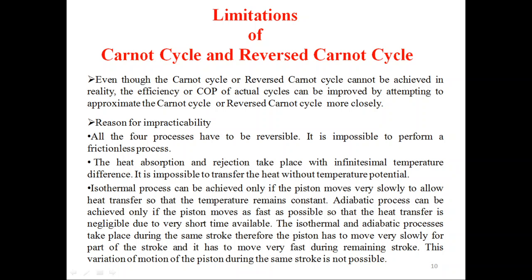Adiabatic process can be achieved only if the piston moves as fast as possible so that the heat transfer is negligible due to very short time available, as we have done for the process 2, 3 and 4, 1. The isothermal and adiabatic process takes place during the same stroke, that is 1, 2, 2, 3. It is one stroke, 1, 2 and 2, 3. In case of Carnot cycle, I am taking the example of Carnot cycle. Therefore, the piston has to move very slowly for the part of the stroke, that is from 1 to 2, and it has to move very fast during the remaining stroke, that is 2 to 3. This variation of motion of the piston during the same stroke is not possible.